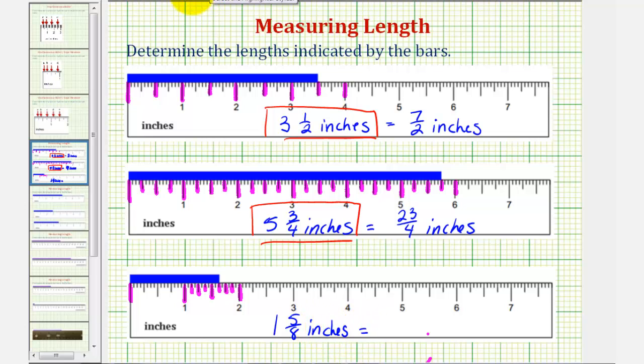Or if we divide this entire length into partitions of length 1/8 of an inch, we would have 8, 9, 10, 11, 12, 13/8 inches. But again, we would give the length as just 1 and 5/8 inches.